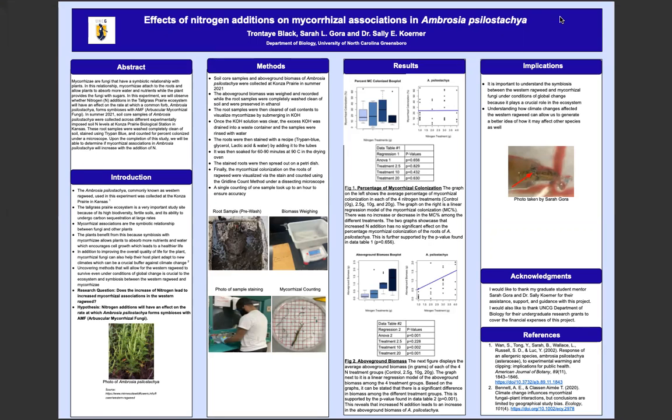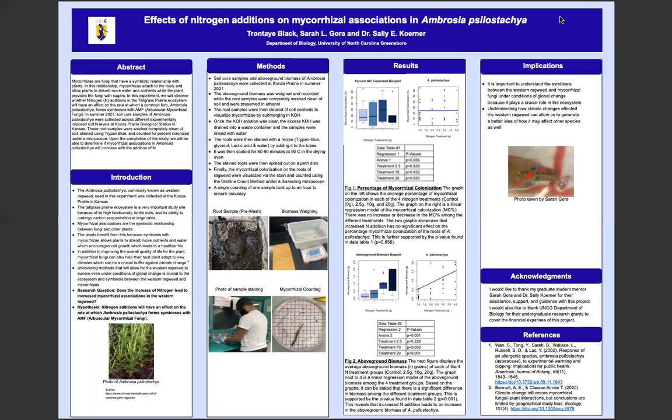I'm a senior here at UNCG, and I work in Dr. Kern's Biodiversity Lab. My project studied the effects of nitrogen additions on mycorrhizal associations in Ambrosia psilostachya. Ambrosia psilostachya is commonly known as the Western ragweed, and the samples used in this experiment were collected from the Konza Prairie site in Kansas. The Tallgrass Prairie ecosystem is an important study site because it possesses high biodiversity, fertile soils, and is capable of undergoing carbon sequestration at high rates.